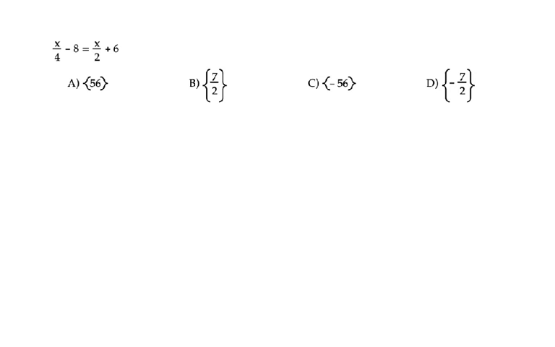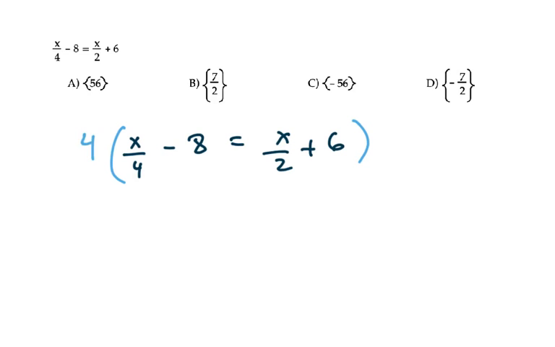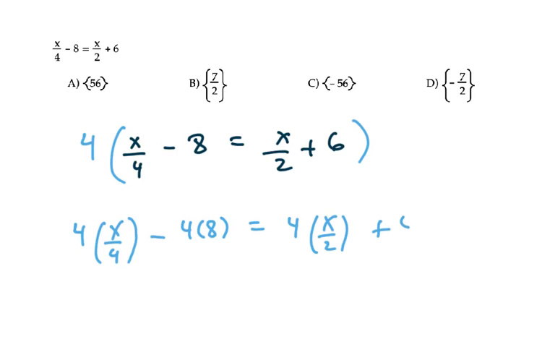Okay, so this is where we start to get into some a little more fancy stuff. And my advice, and there are many ways of solving this, but my advice is to get rid of the fraction. So what I want to multiply through by is a number that gets rid of 4 and 2. Now this, fortunately, is pretty straightforward. It's going to be 4, so I'm going to be left with 4 times x over 4 minus 4 times 8 equals 4 times x over 2 plus 4 times 6.